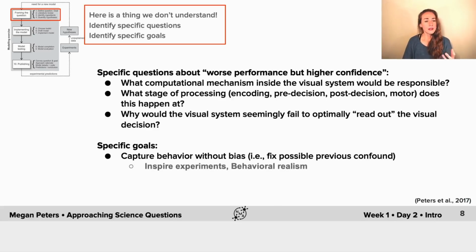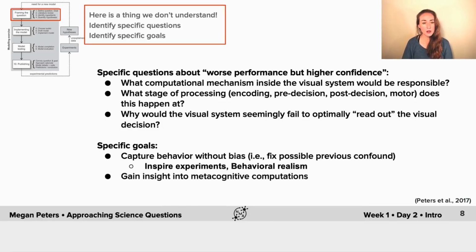Okay, so this goal might be filed under the behavioral realism type goals that you guys talked about last night. So the idea here is that we want to actually capture and explain the behavior that we see in our human subjects, which is again that zapping you makes you terrible, but makes you feel very confident.